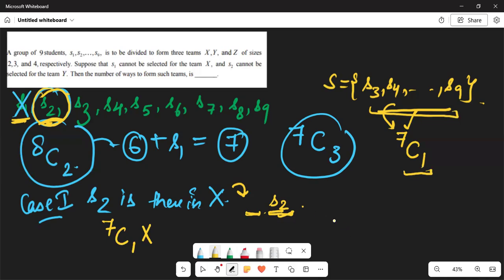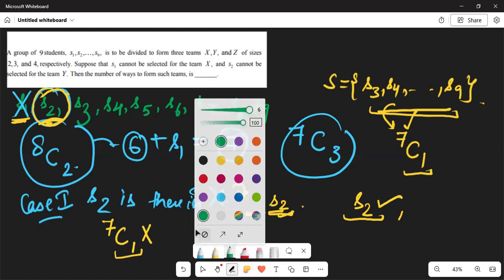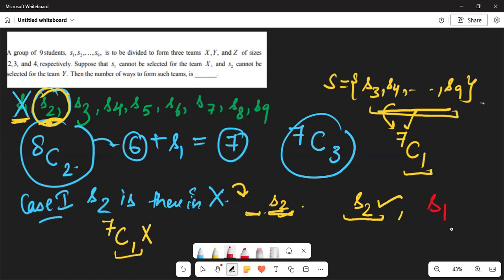So now how many students are there? 7C1. Okay. Now how many students are there for Y? S2 is already there in X. It won't be a problem now. S1 is remaining, because S1 should not be there in X, so it remains. It is a candidate. It can be chosen.